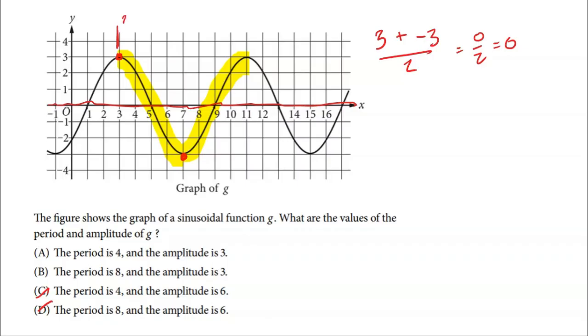Well, it started at 3, and it ended at 11. So that is a period of 8. So there we go, B is our final answer. The period is 8 and the amplitude is 3. Pretty simple there. Now, you could also find a sine curve if you would like.